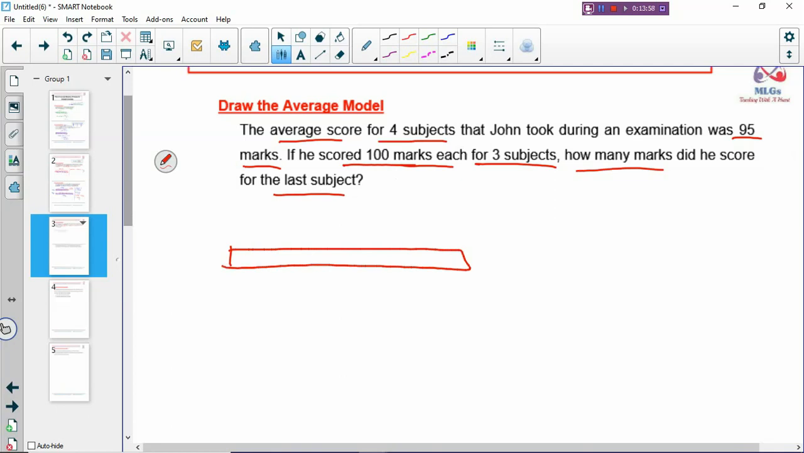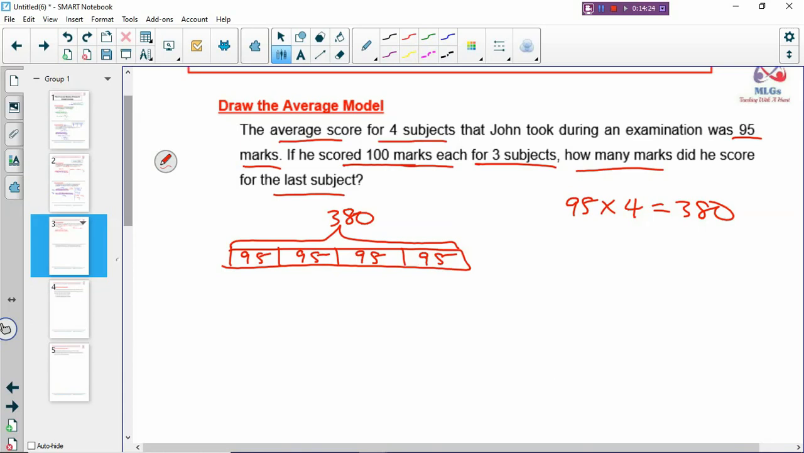So can we draw the first sentence? The average score for 4 subjects. So you cut into 4 boxes, and every subject is the same, which is called average. And you can find the total already. When you draw the model, you can see that I can find the total. I take 95 times 4 subjects, and I will get 380 marks for the 4 subjects. Okay, so that's your first sentence.